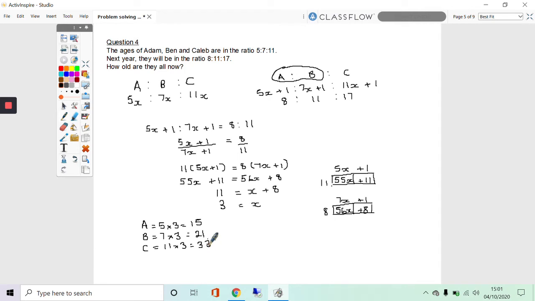I can check that my answers are correct by substituting into this second ratio. So 5x plus 1 would be 16.